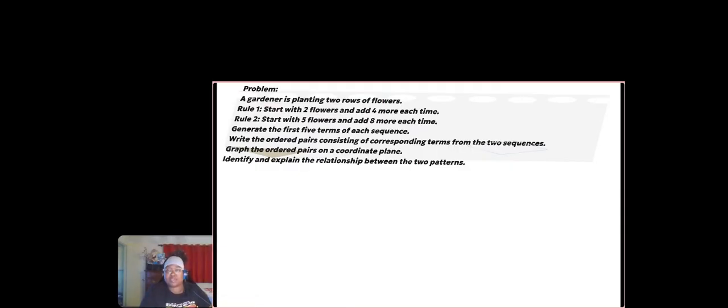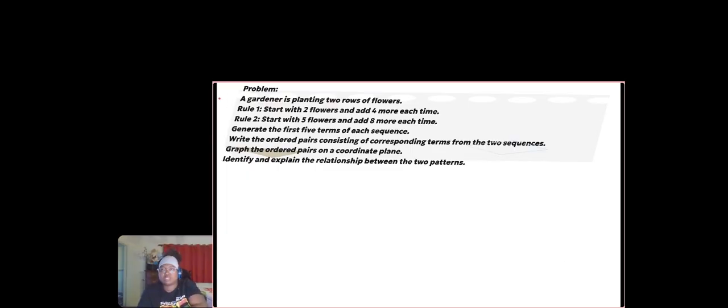Okay, our problem here is a gardener is planting 2 rows of flowers. Rule 1, start with 2 flowers and add 4 more each time. Rule 2, start with 5 flowers and add 8 more each time. Generate the first 5 terms of each sequence. Write the ordered pairs consisting of corresponding terms from the 2 sequences. Graph the ordered pairs on a coordinate plane. Identify and explain the relationship between the 2 patterns. So let's just take this one step at a time. First, let's go ahead and start with rule number 1.